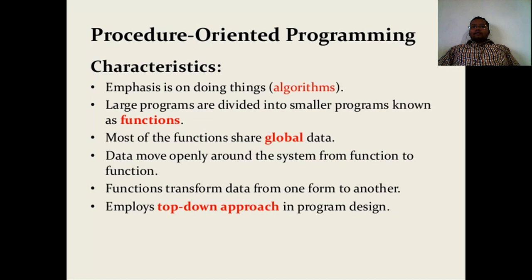Characteristics. What are the characteristics? Emphasis is on doing things, that is called an algorithm. An algorithm is nothing but the step-by-step process of execution. Large programs are divided into smaller programs known as functions. Most of the functions share global data. Data moves openly around the system from one function to another function. Functions transform data from one form to another.